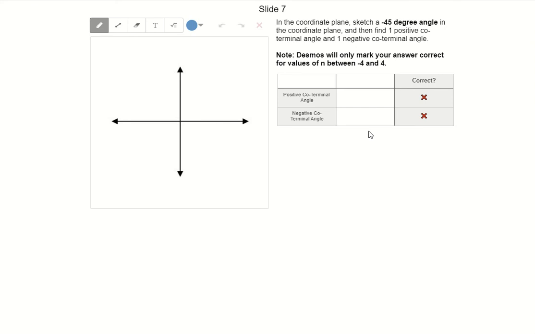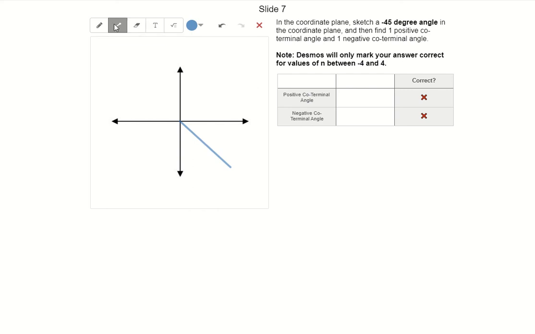So once again, we're doing the positive and negative coterminal angles. A 45 degree angle is just halfway from 0 to 90, right? Because 45 is halfway from 0 to 90. And then a negative 45 degree angle is the same thing, but we're just going in the other direction. We're going downward instead of upward, so we start and go this direction. So negative 45 degree angle right there.